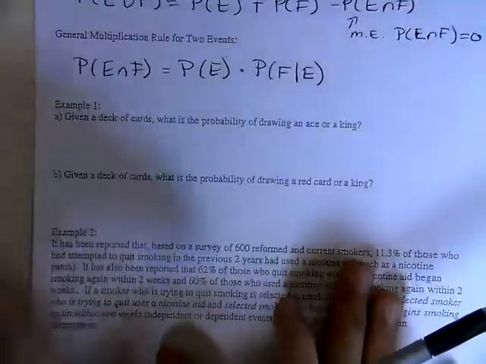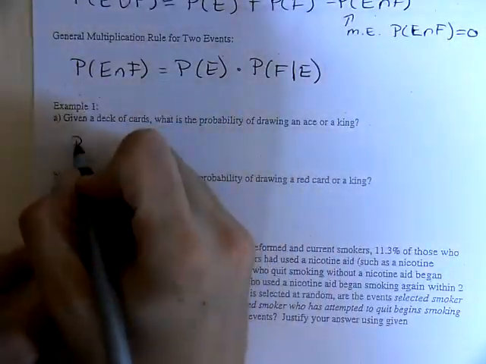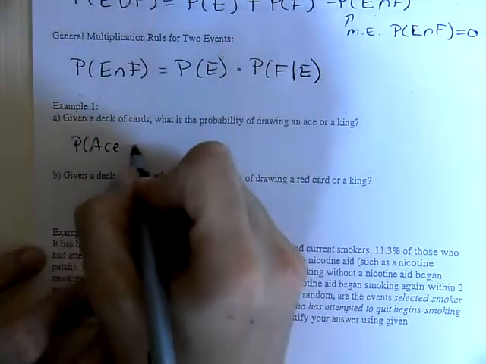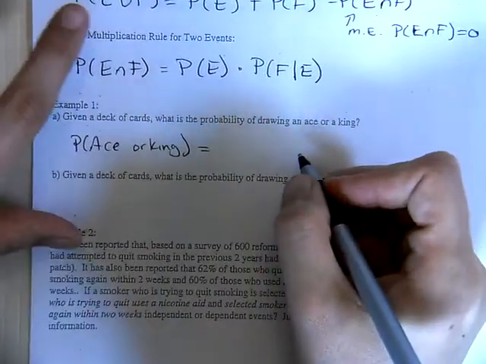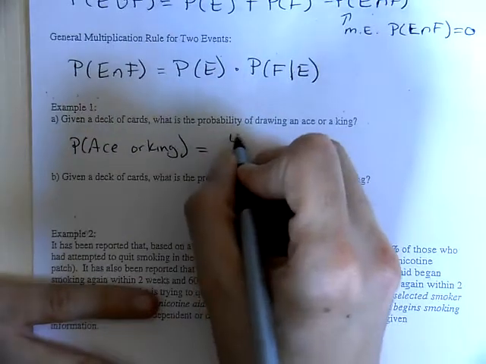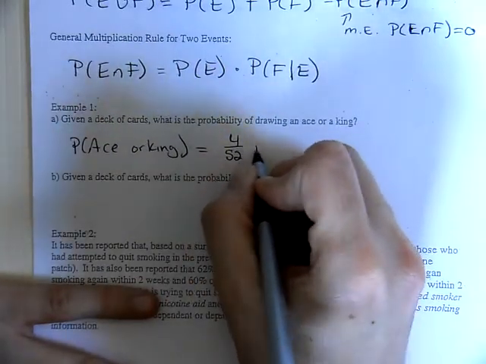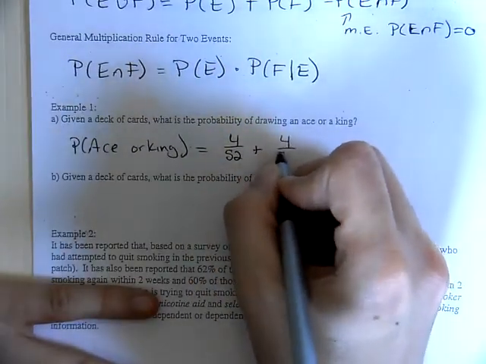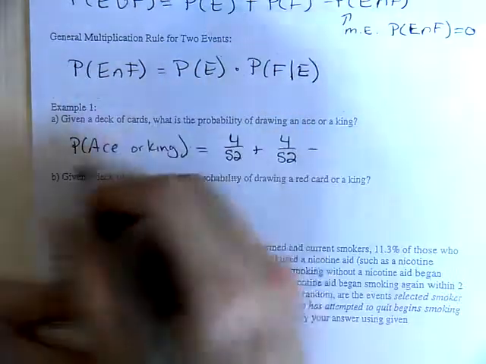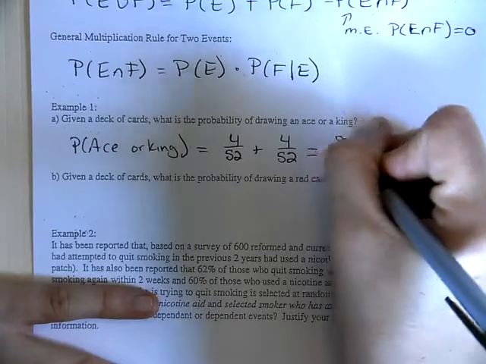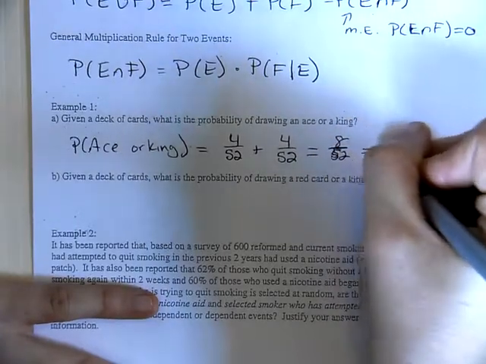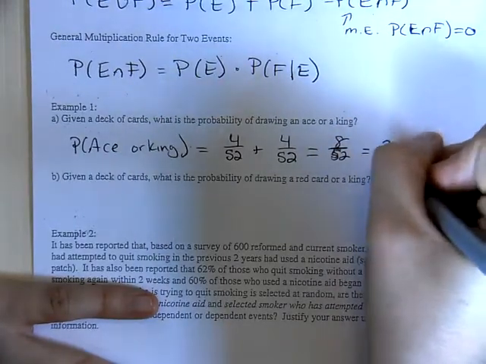So given a deck of cards, what's the probability I'm going to draw an ace or a king? I'm going to use the first rule. So ace, there are 4 of them. King, there are 4 of them. There's no overlap because you can't be both. So 8 out of 52. So these are mutually exclusive. So 2/13.